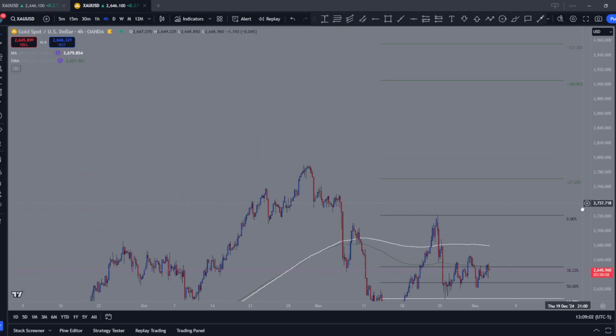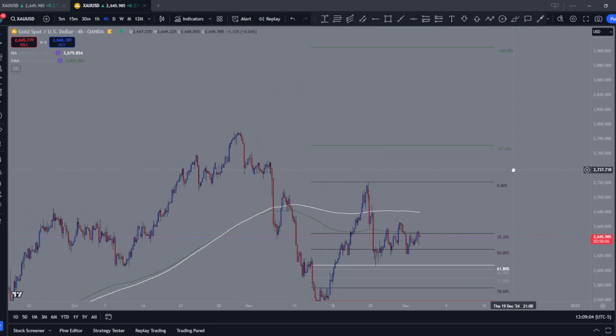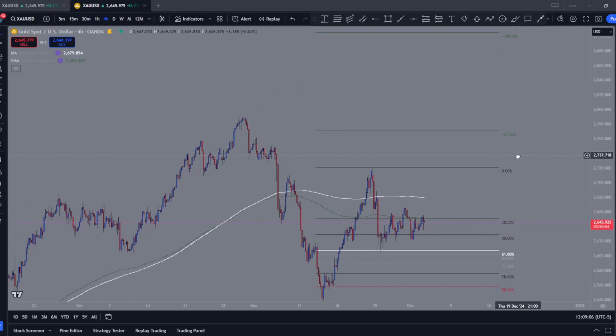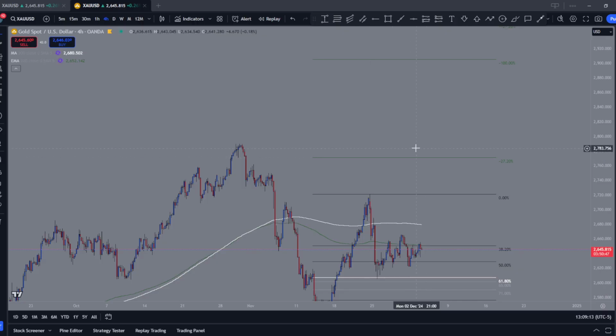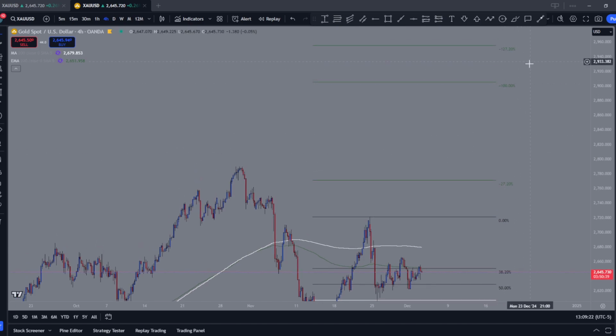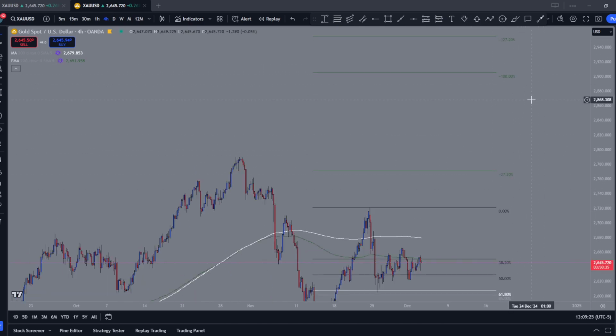Now the green levels, they are not levels that we will take a trade on, but they will be used as take profit levels. The first take profit level will be the minus 27.20, and then the minus 100. Then we've got a couple more, but the 2 most important ones are those 2.